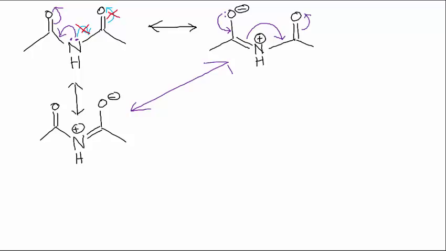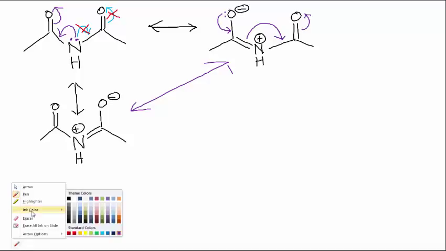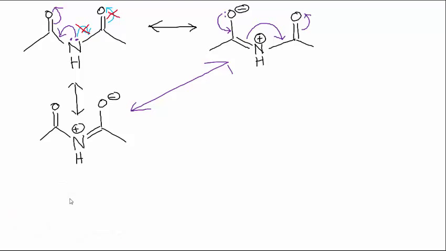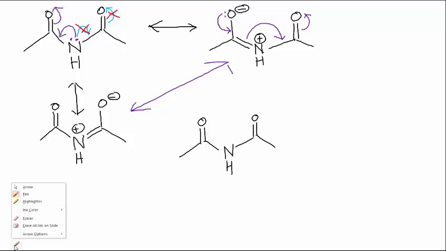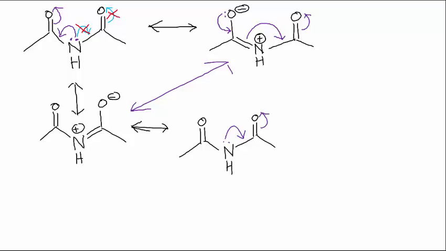Another option would be to draw my original structure again and just draw the arrows to get from that back to this structure. So my other option would be to redraw the original structure and just draw the arrows from there to the structure at the bottom. Either one of those is acceptable, but don't draw two sets of arrows on the same structure. All right.